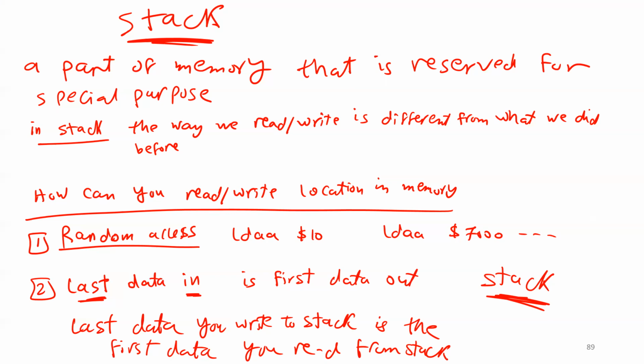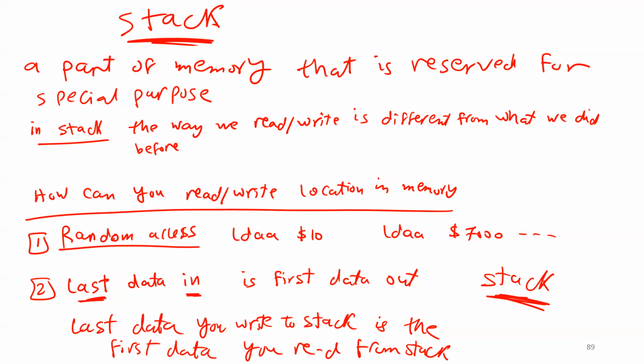Is that okay? Now, a stack is different. A stack is a part of the memory, but I cannot read it randomly. I cannot read any location. There is a specific order, a specific sequence if you want to read anything. Exactly what you are seeing here is stack. In a stack, the last data in is actually the first data out. So the last data you write to the stack is actually the first one you will get from the stack. Is that okay? Okay, so the last data you write to the stack is actually the first data you read from the stack.